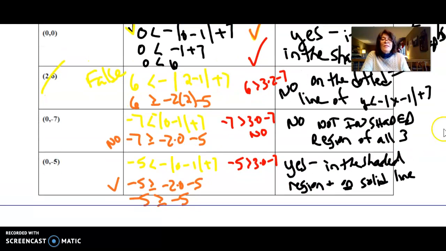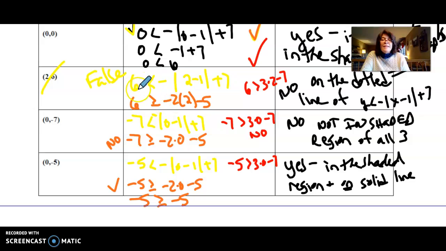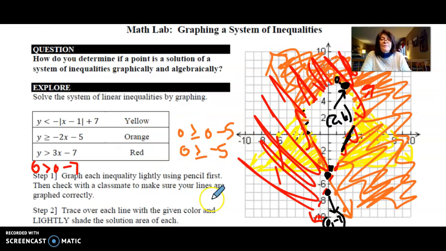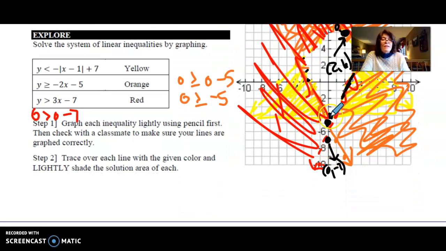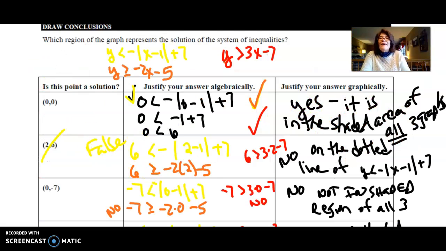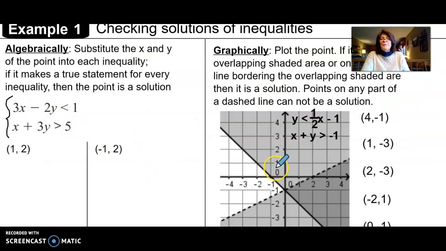But notice the difference. This is saying 6 is less than 6. That's not true. That was false. Here it's -5 is greater than or equal to -5. If it's on the line, then that counts as the solution, okay? Wherever it is, 0, -5, right here, it was on the orange line, and it was in the shaded part of everything else, okay? Anyway, that's why it said to shade lightly, and I ended up darkening it in so hard it was hard to tell. Hopefully you did it a little bit better.